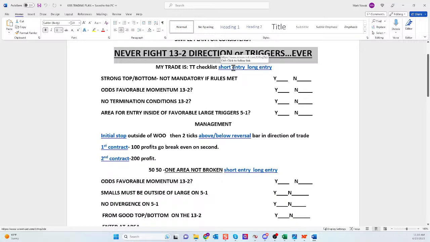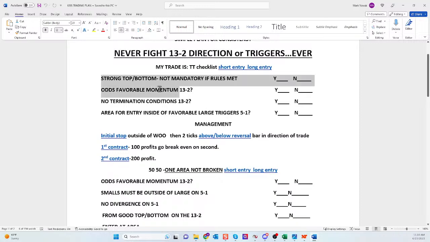Here's a picture of the short. Here's a picture of the long. Show me a picture of that chicken dinner, K-Pops. These are the conditions that mechanically have to be met in order to get me into the market, right?